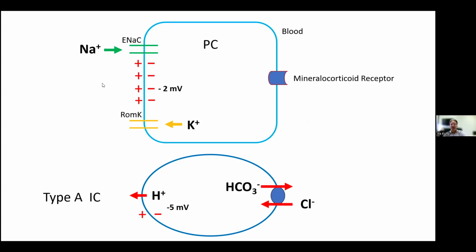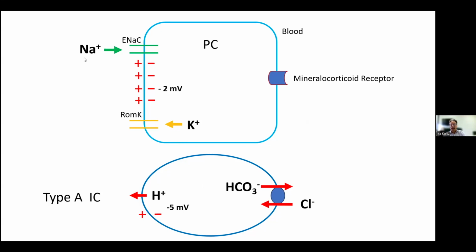Okay, so it is intercalated cells, not principal cells, that are mediating the acid-base changes. And one of the mechanisms is enhanced type A intercalated cell proton secretion, because indirectly through current loops, the apical membrane of the type A intercalated cell has been depolarized.